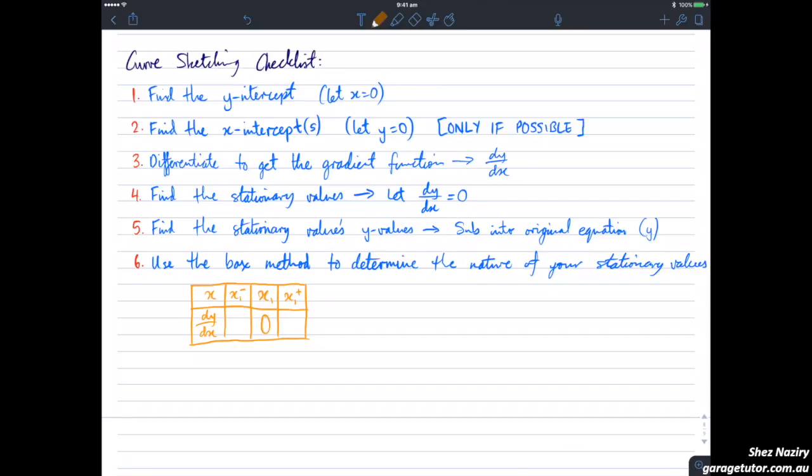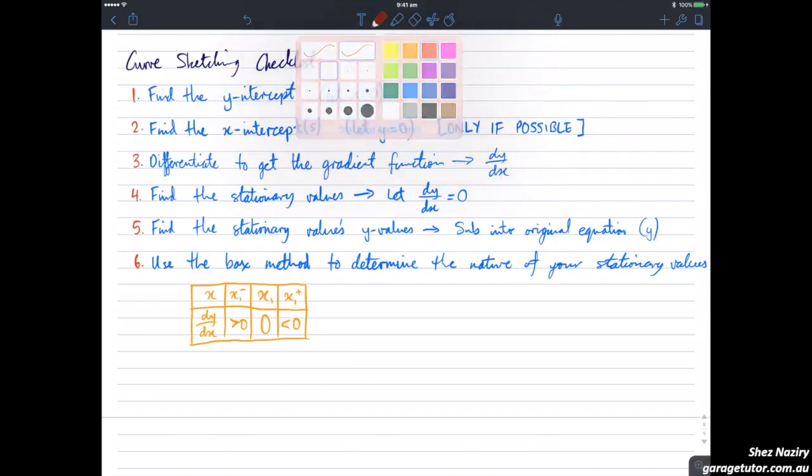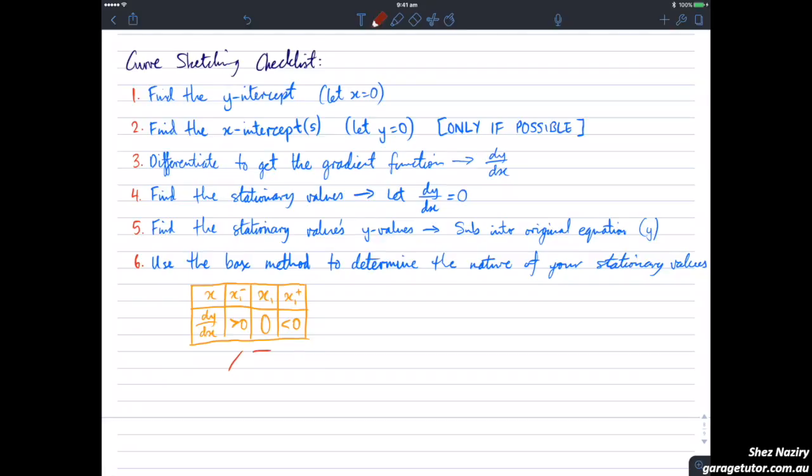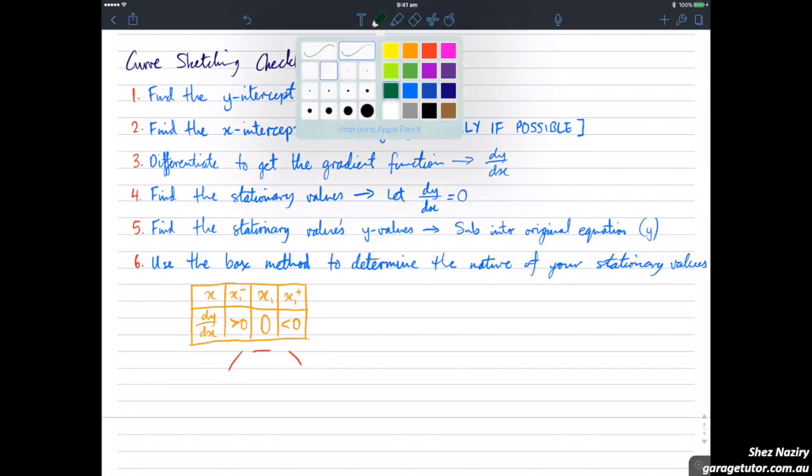This is your stationary value. Now if it's greater than 0 and less than 0, that's how it has to be. So this would be greater than 0, negative. What kind of turning point is that one? Maximum. This one's a max.